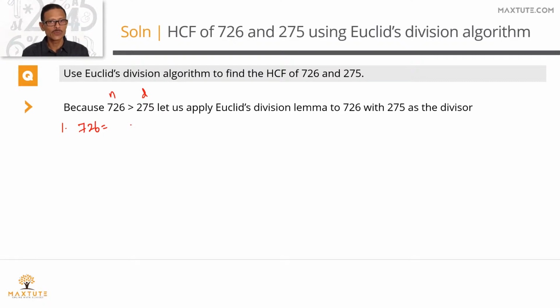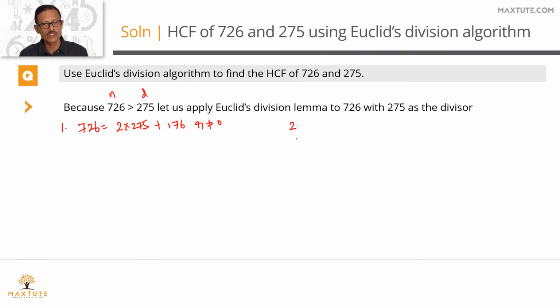275 into 3 is 825. 275 into 2 is 550. So it does not divide 726. It goes twice in it. So let's write it as 2 times 275. That's 550. Plus we'll have 176. The remainder of this step is not equal to 0. Let's move on to step 2.